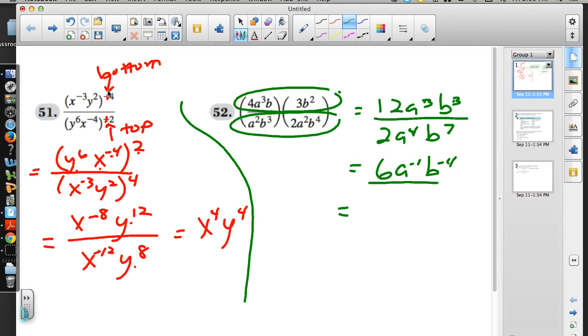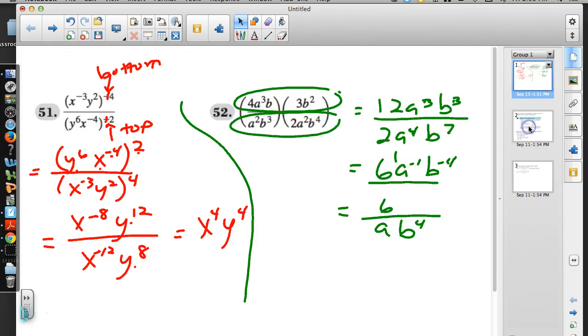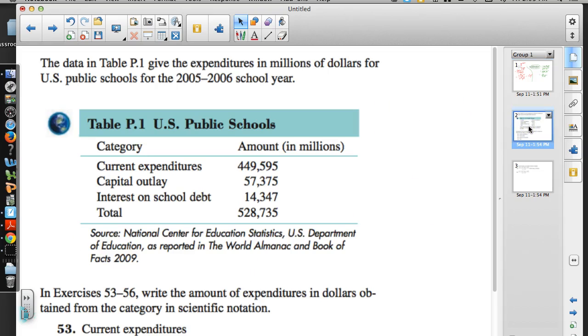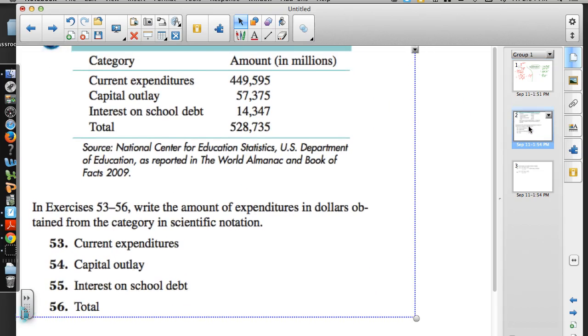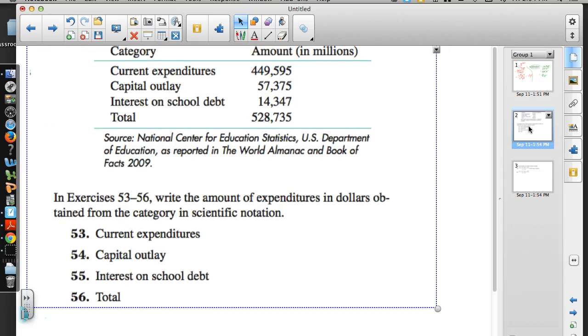So what we need to do is take the reciprocal of just those terms, because the 6 actually has a positive 1 for its power. That's going to stay on the top, but the a and the b to the 4th will both need to go to the denominator.